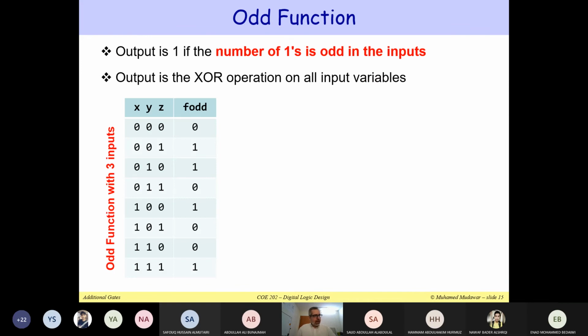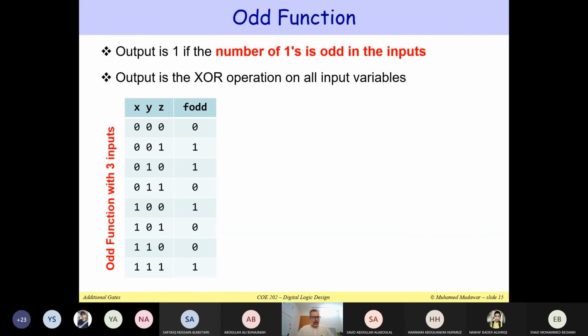Let me talk about the odd function. What we have seen in the previous slide, we have seen the XOR and we have seen the exclusive NOR. But if you are dealing with functions that have more than 2 inputs, let us say 3 inputs or 4 inputs, then we can define something which is called the odd function or something which is called the even function. So the meaning of an odd function, it's a function that its output is 1 if the number of ones is odd in the inputs.